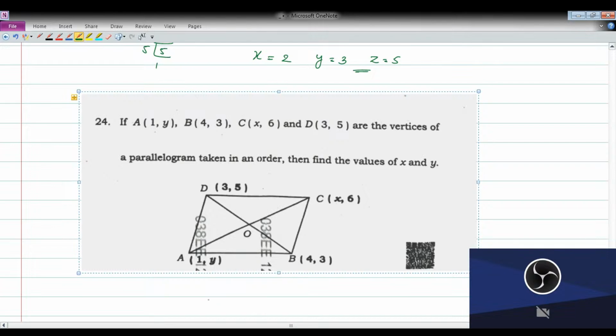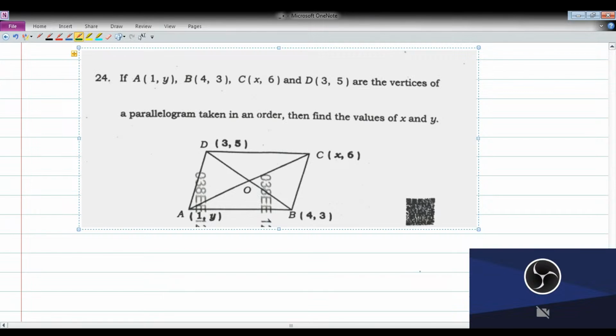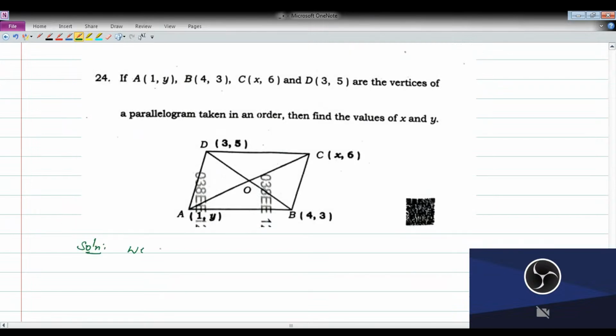Note, if they ask us to prove that it is a parallelogram, we need to use the distance formula. But if they give us the midpoint or intersection point, the coordinates, or ask for the x and y values, you have to use the property of a parallelogram here. So what does that property state? We know that diagonals of a parallelogram bisect each other.